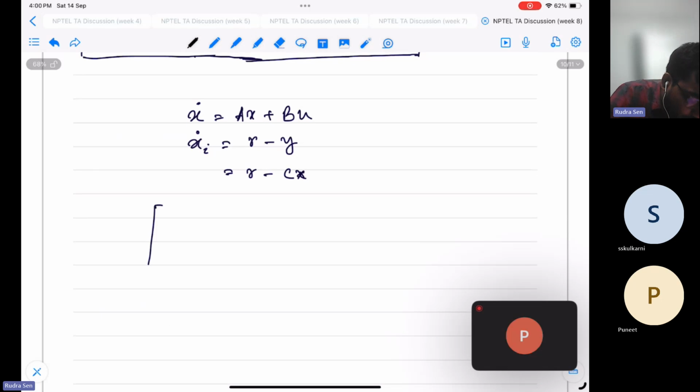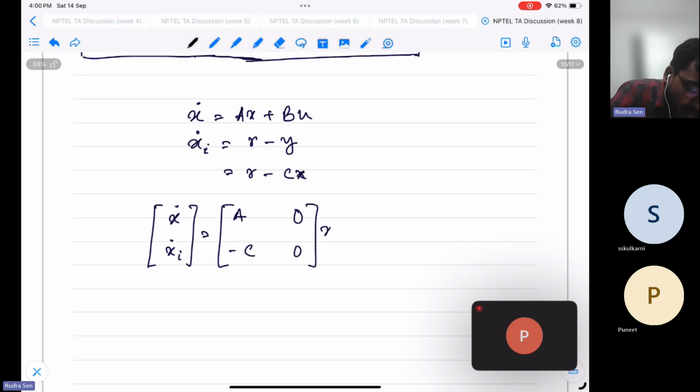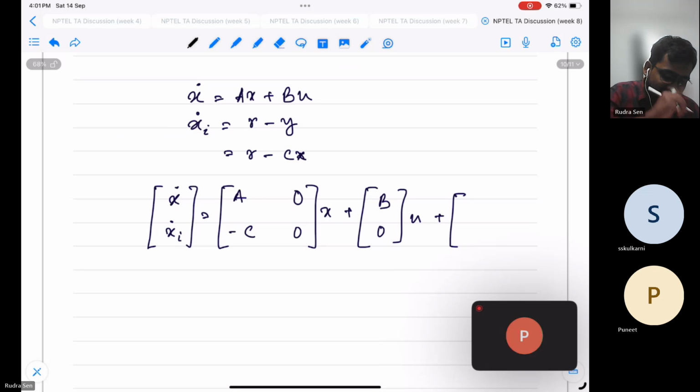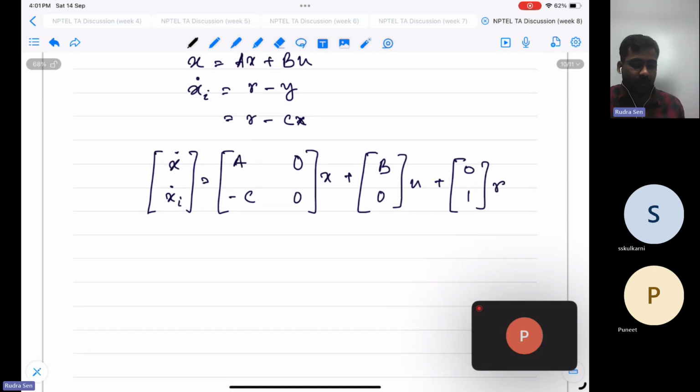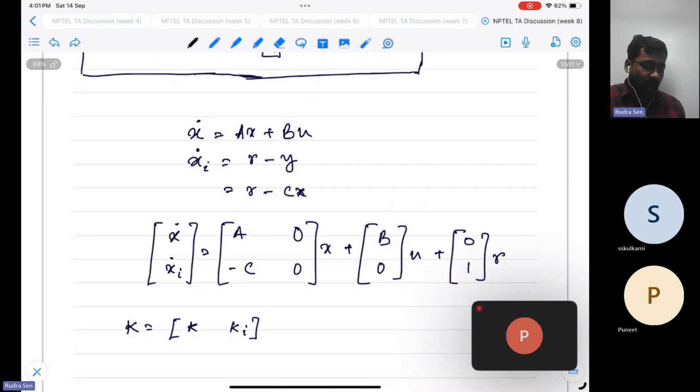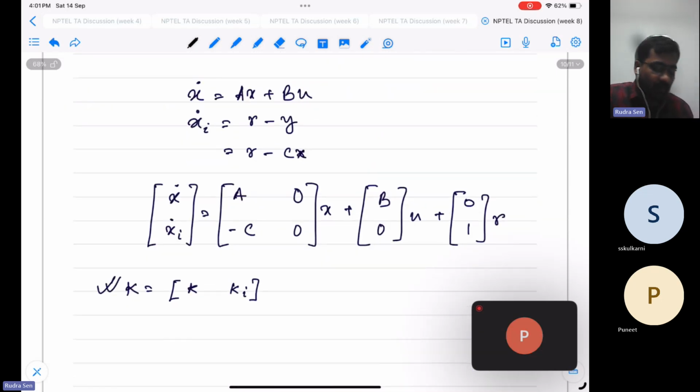So now my composite system, x dot and xi dot, equals A0 minus C0 times x plus B0 u plus 0 1 r. So this is my composite system. And now from here I have to find out the k. So this total k is basically k and ki. So I have to find out this k now.